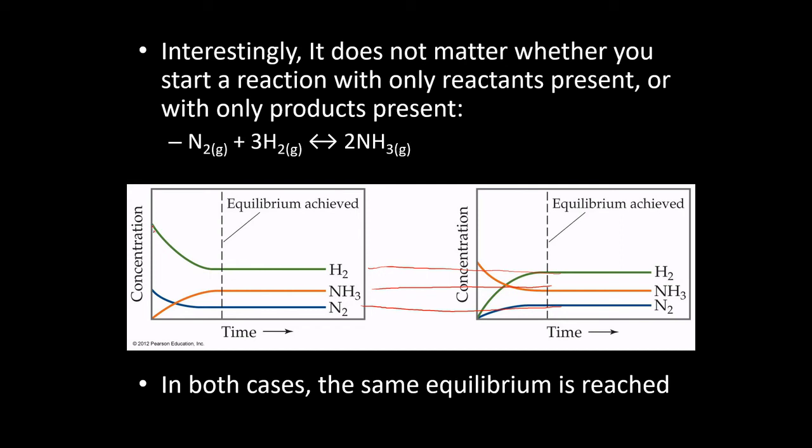So here we have a starting point with just reactants, no product, and we get to this ratio of concentrations, and in this case here, we start with only a product. And the product over time breaks down. It goes back to being reactants. And you end up at the exact same ratio once again. So we don't actually care where we start, as long as we have everything that we need for either the forward or reverse reaction, we will reach equilibrium.